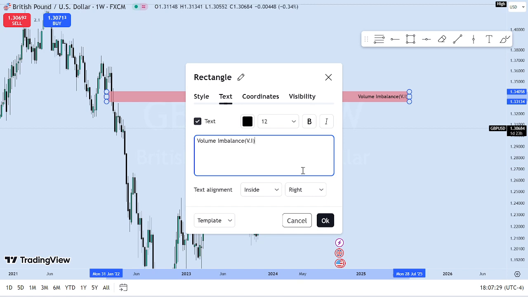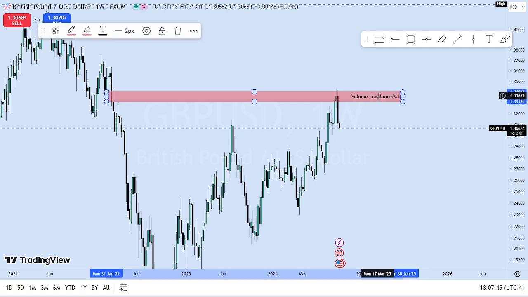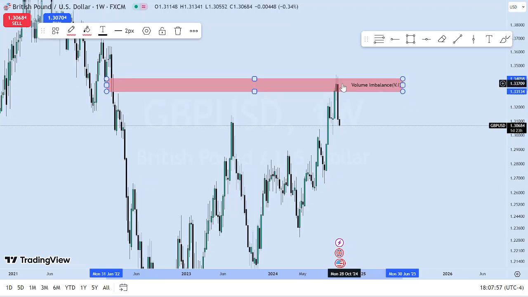Resting above price it stands as a premium area, and below price is the discount area. As we delivered into the weekly volume imbalance, you can see how sharply we dropped. Watch where the body closed: at the consequent encroachment of the volume imbalance.